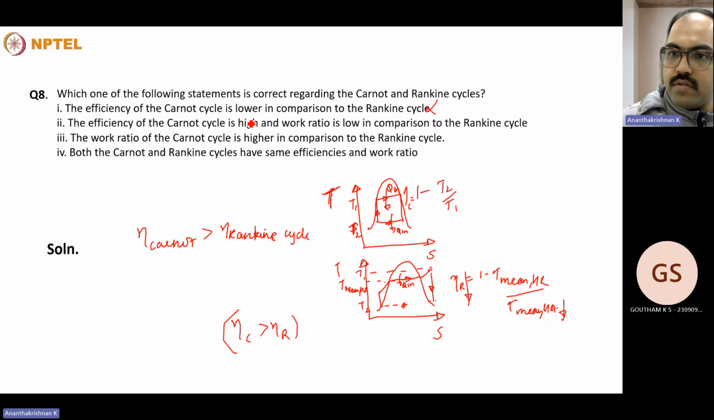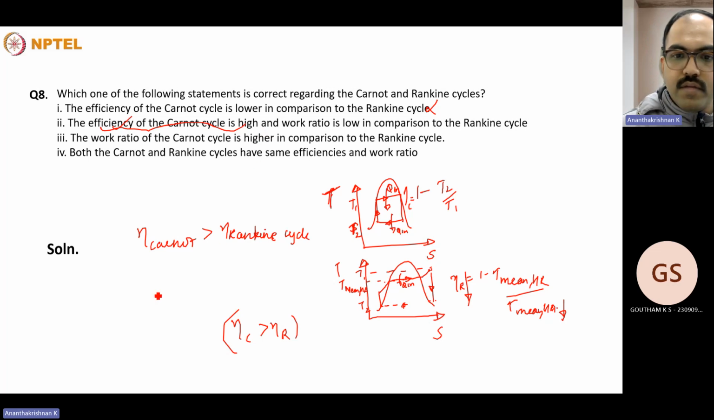So the statement that the efficiency of the Carnot cycle is lower is wrong. The efficiency of the Carnot cycle is high. So this part is right. Then the second part is regarding the work ratio. We have seen what we mean by back work ratio in one of the earlier problems. It is the negative work to the positive work. Negative work can be the compressor or pump work, and the positive work will be the turbine work.